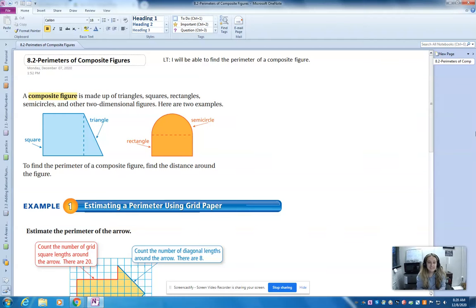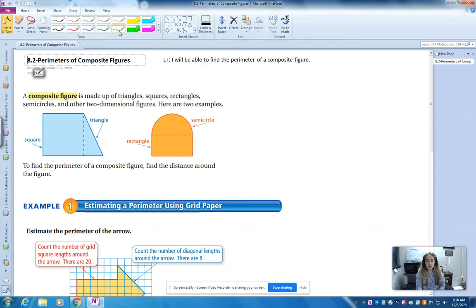Hi, everybody. So today we're going to be talking about 8.2, which is perimeters of composite figures. Make sure you have your math composition notebook out and you are writing down everything that I'm writing in your notebook so that you have good organized notes. Let's write the learning target for today: I will be able to find the perimeter of a composite figure.